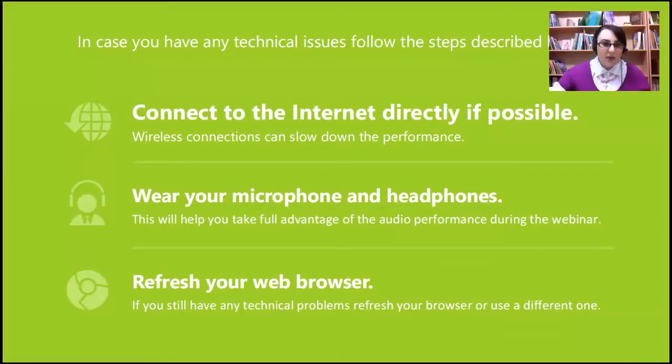Okay. So first of all, connect to the internet directly if possible. I recommend you to wear microphone and headphones and refresh your web browser if you have any problem. So these are the basic rules that you should keep.